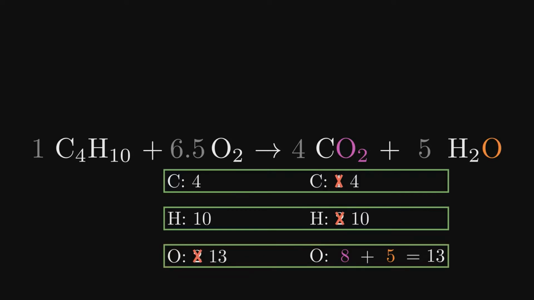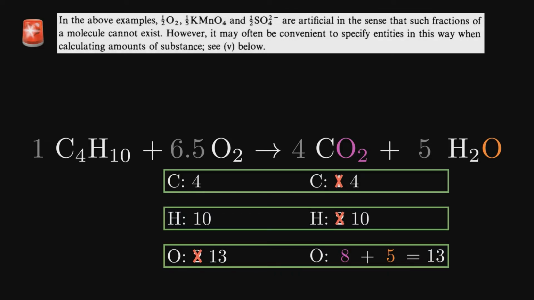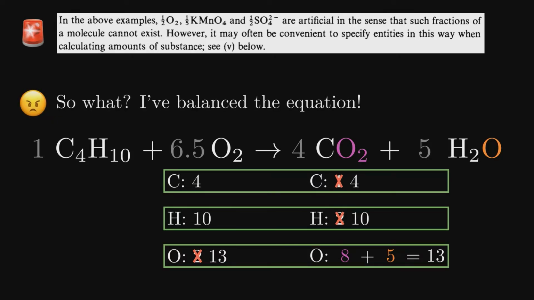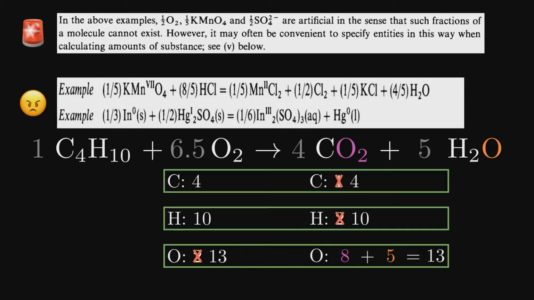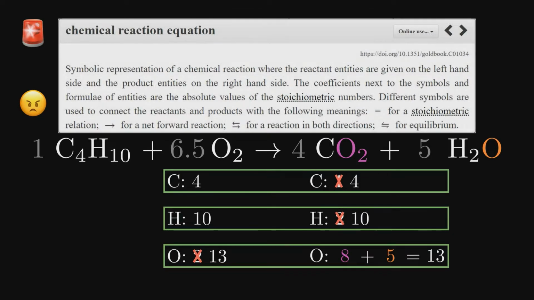Case closed. Uh-oh, now the chemistry police, even tougher than their grammar counterparts, are after you. How dare you violate Green Book page 45 convention 2.10.III, which states 1/2 oxygen, 1/5 potassium permanganate, and 1/2 sulfate are artificial in the sense that fractions of a molecule cannot exist. But you argue, so what? I balanced the equation, and furthermore, even your Green Book uses fractional coefficients on the very next page, twice. The officer replies, true, but Goldbook version 2.3.3 states that in a chemical reaction equation the coefficients next to the symbols and entities are the absolute values of the stoichiometric numbers.